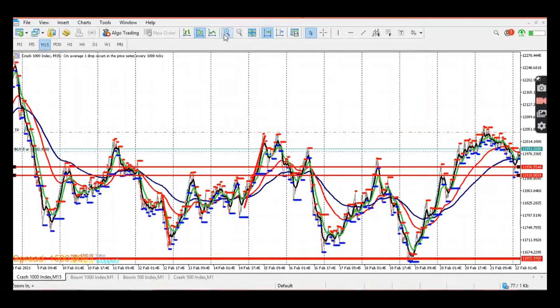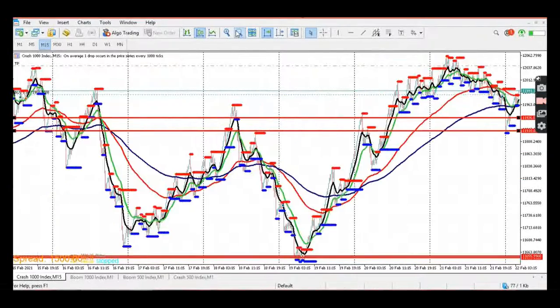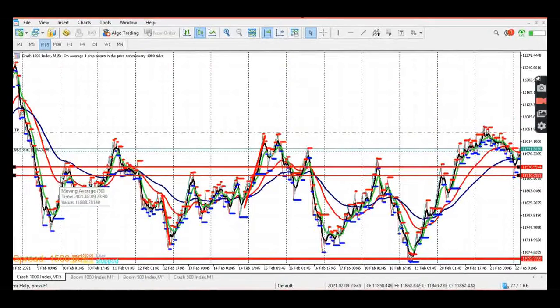It will either react to it positively or negatively. As you are seeing here, it acted as resistance here, it acted as resistance here, it acted as resistance here. Here is just a breakthrough. Here it acted as resistance. It also acted as resistance. It acted as resistance almost 5 times.